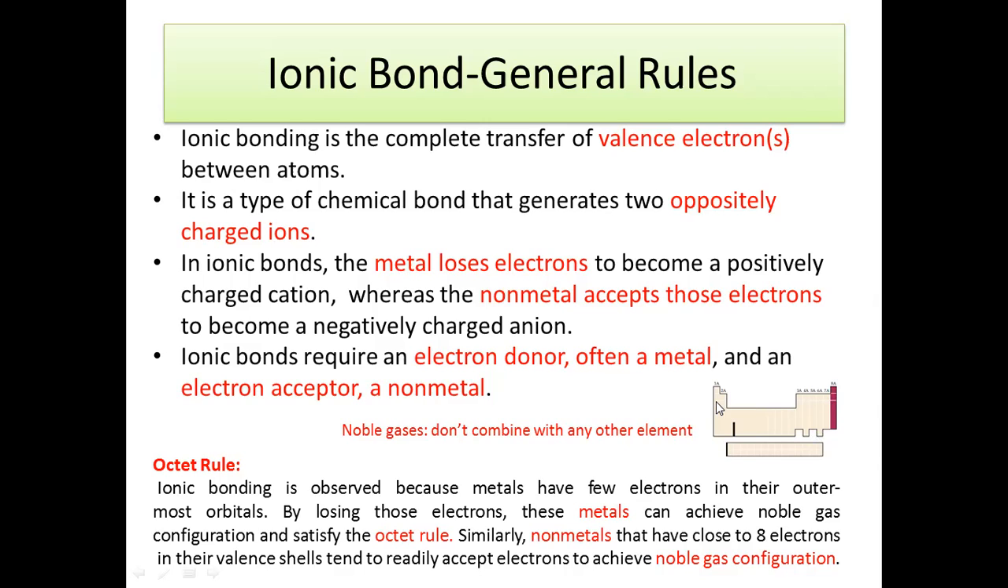So the nutshell of this discussion is that the atoms present in the first group or the second group, all the metals, when they lose electrons, achieve the noble gas configuration. And when the non-metals accept electrons, they also achieve the noble gas configuration. And the noble gas electronic configuration has 8 electrons in the outermost shell. And this is all about the ionic bond.